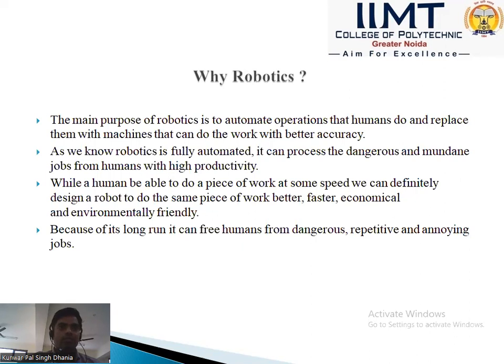As we know, a robot is fully automated. It can process dangerous jobs from humans with high productivity. While a human is able to do a piece of work at some speed, we can design a robot to do the same piece of work better, faster, more economically, and in an environmentally friendly way.